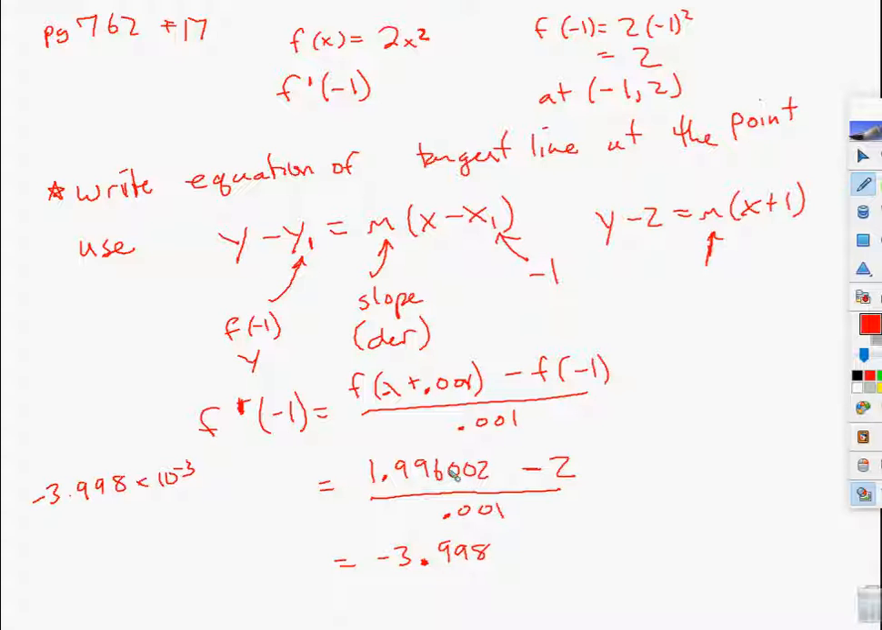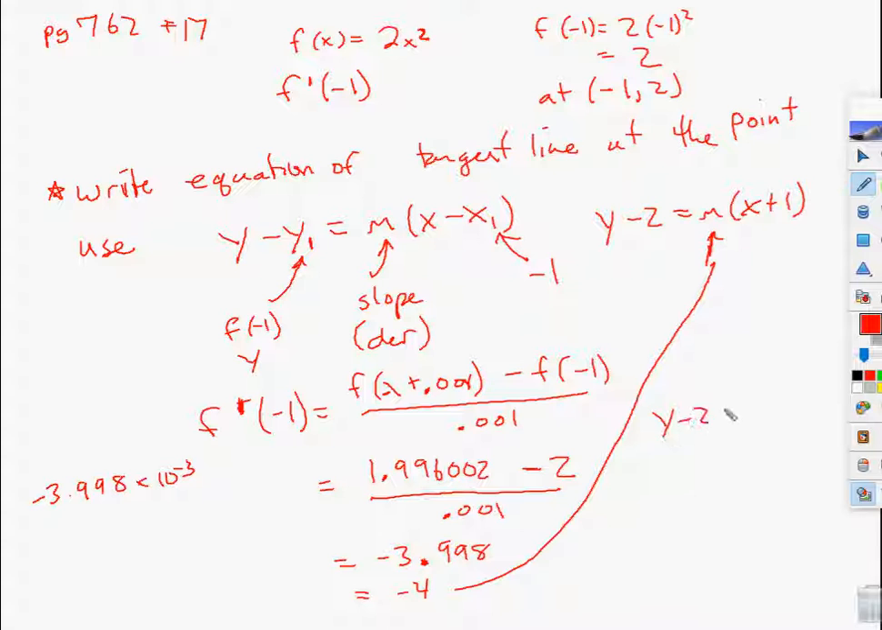Now you want to be careful about rounding, but it appears to me, and I begin thinking that if I continually make this h approach 0, that this is going to approach -4. So I'm thinking -4 is going to be the slope. So I'm going to use that right there.